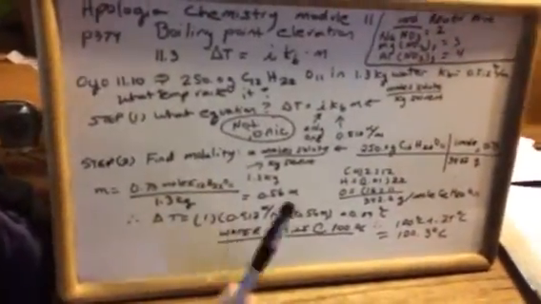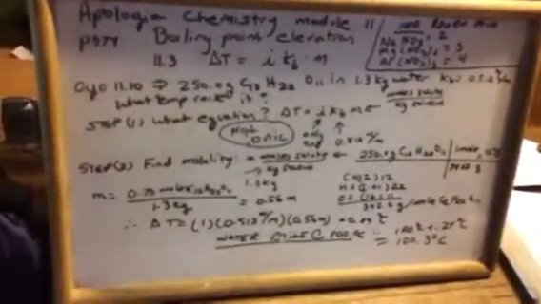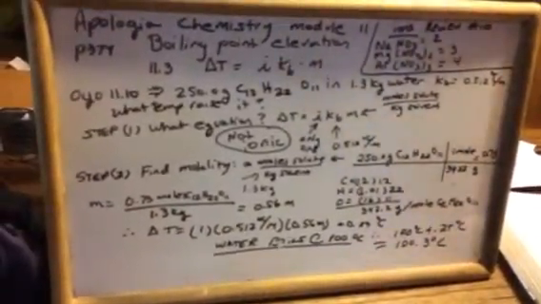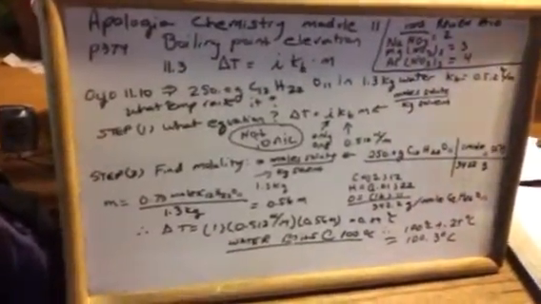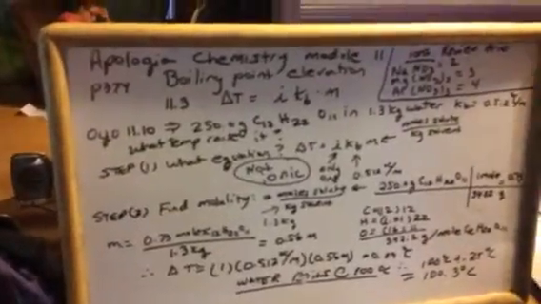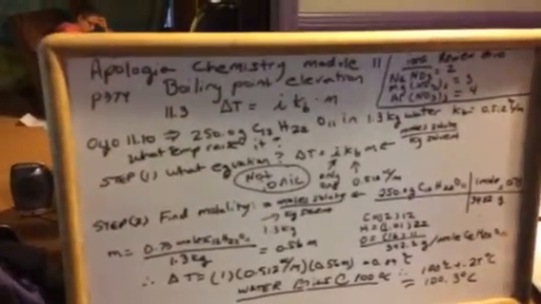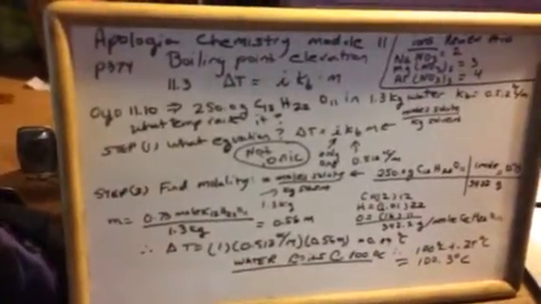Alright, welcome back to Apologia Chemistry, Module 11. We're on page 374. We were talking about freezing point depression, and we're going to just be continuing on with a very similar concept: boiling point elevation. Boiling point elevation, we're on page 374. And the boiling point elevation is very similar to the freezing point depression.